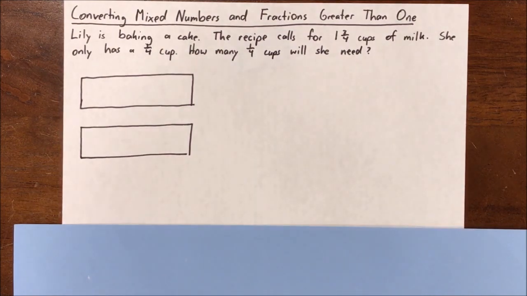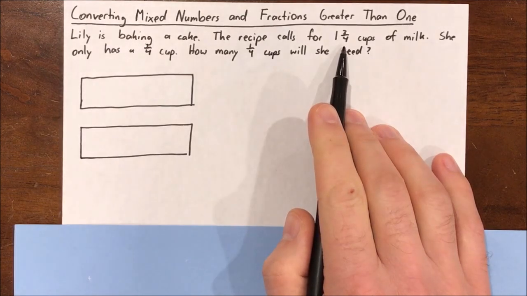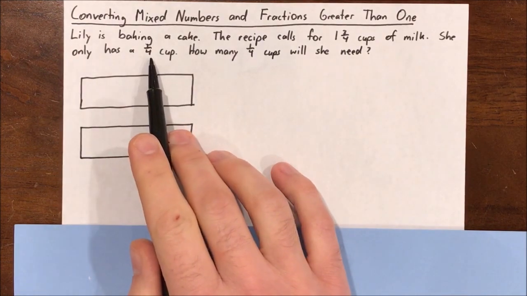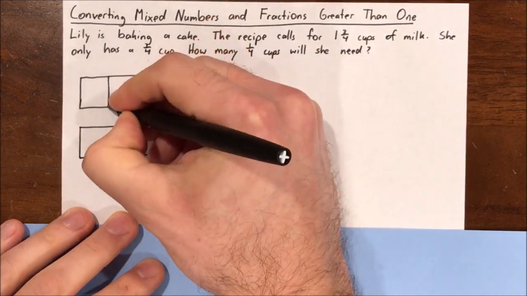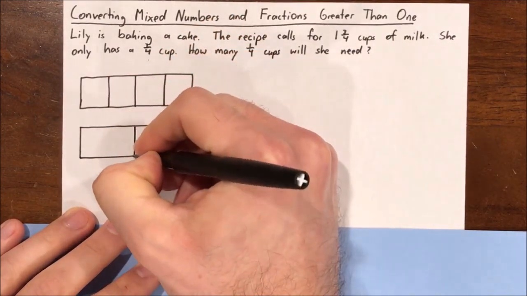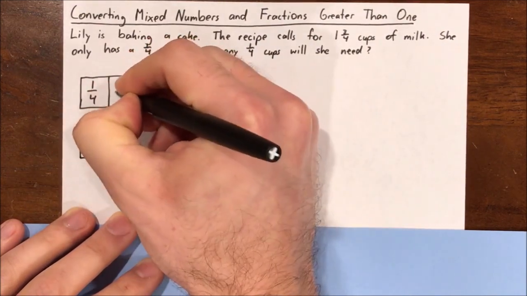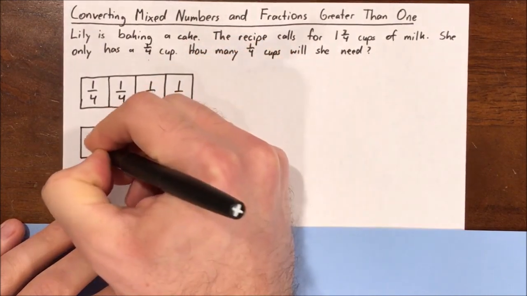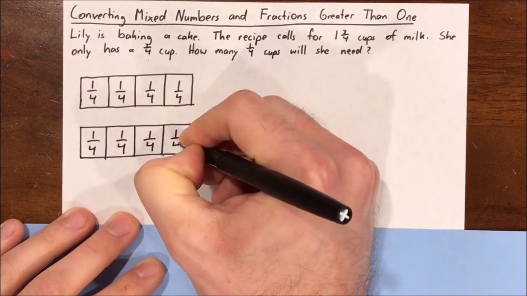Yes, fourths, because the denominator in 3/4 is 4. So I need to divide each hole into 4 equal pieces. We also know from the story that Lily is measuring with a 1/4 measuring cup. Okay, great.